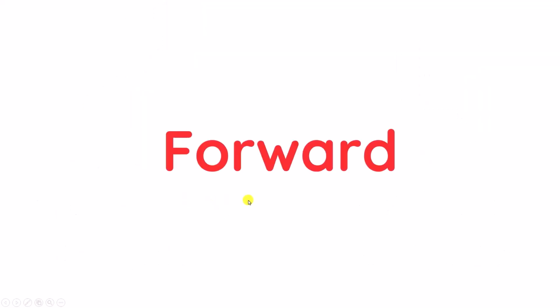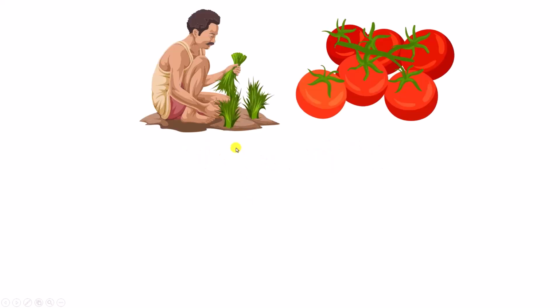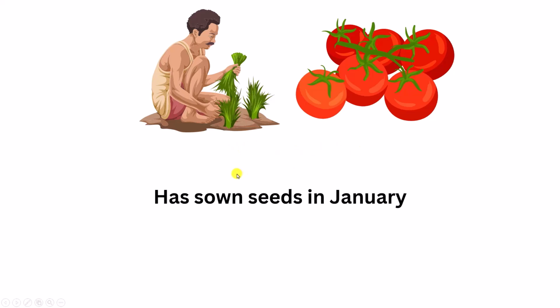Next, moving on to a forward contract. Okay. Once again, I am going to take an example to explain the forward contract. Let us say there is a farmer who grows tomatoes. Okay. So there is a farmer who grows tomatoes. Now this farmer has sown seeds of tomatoes in January. Okay. He has sown seeds in January.